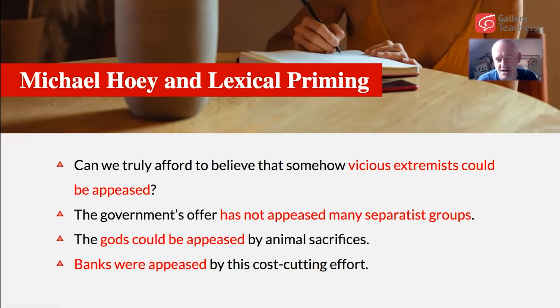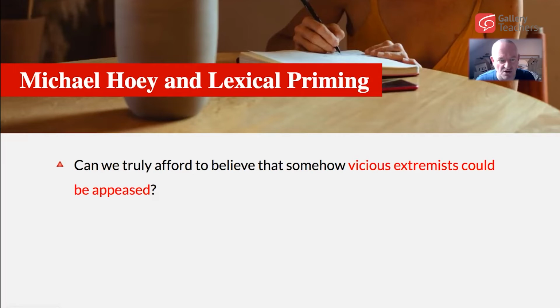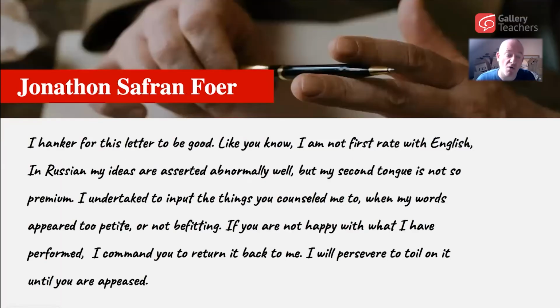What's also interesting is the grammar and the collocation here. So we talk about appeasing separatist groups, extremists, gods, and banks. It's also often used passively. So 3 out of the 4 examples here were passive: could be appeased, were appeased. Back here, when we had that other example, until you are appeased, okay, it's passive, but it's in the present simple, like using it as an adjective in some kind of way.